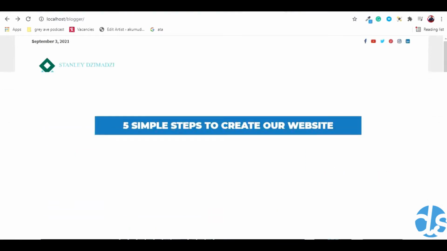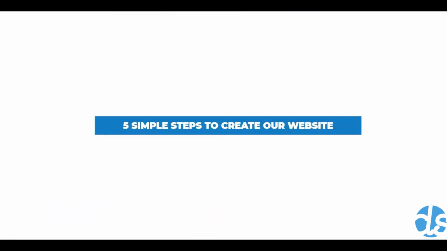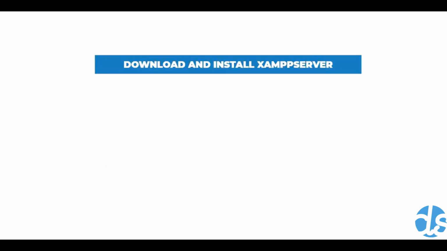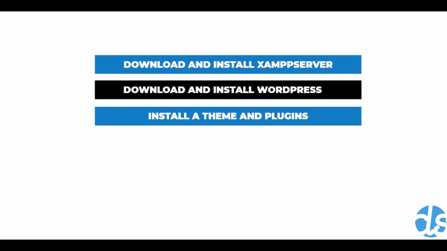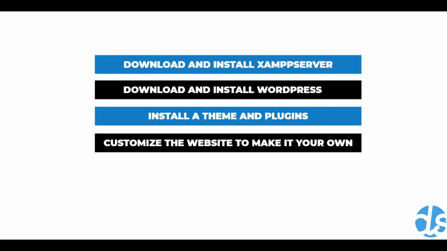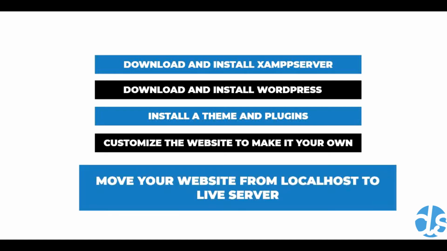Okay guys, we're going to follow 5 simple steps to create this website. We're going to download and install Xampp server. This is an open source software that lets us create a local hosting environment on our computer. We're going to download and install WordPress on our computer. This is also a free and open source software. We're going to install a theme and plugins. A theme is what gives structure to our website, and the plugins extend the functionality of our website. We're going to customize our website to have the looks that we want, and then finally I'm going to show you how to move the website to the live server.